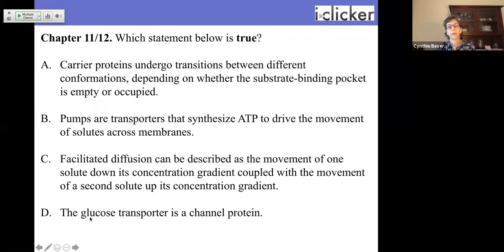And then D is incorrect. Glucose transporter is not a channel protein, it is a carrier protein.